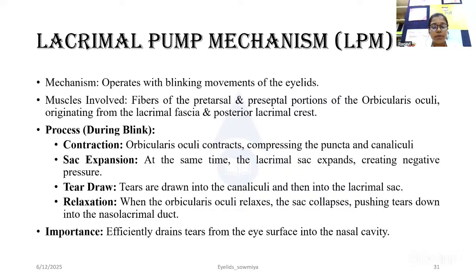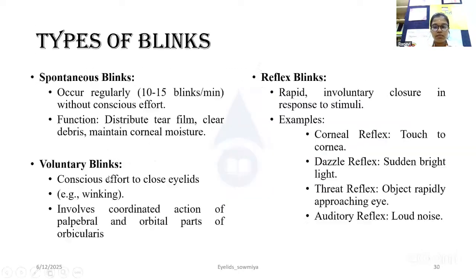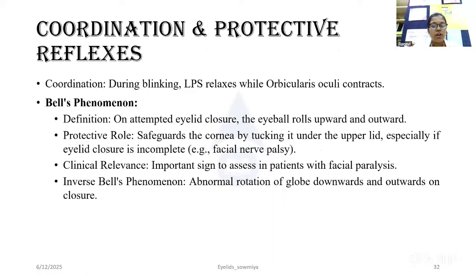Relaxation: when the orbicularis oculi relaxes, the sac collapses, pushing tear down into the nasolacrimal duct. Importance: efficiently drains tear from the eye surface into the nasal cavity. Coordination: during blinking, the levator palpebrae superioris relaxes while the orbicularis oculi contracts.